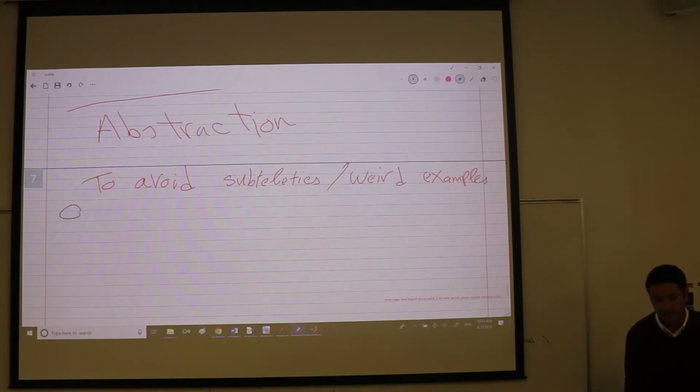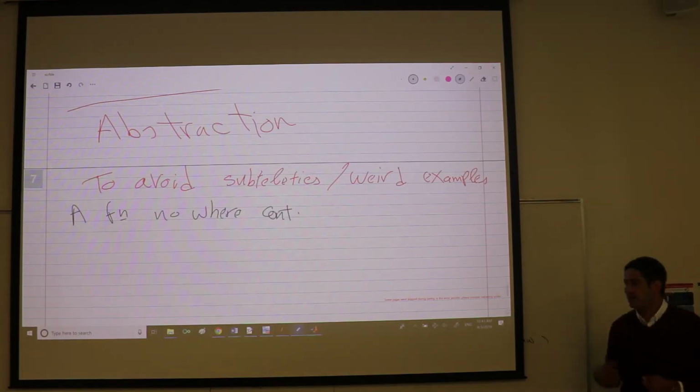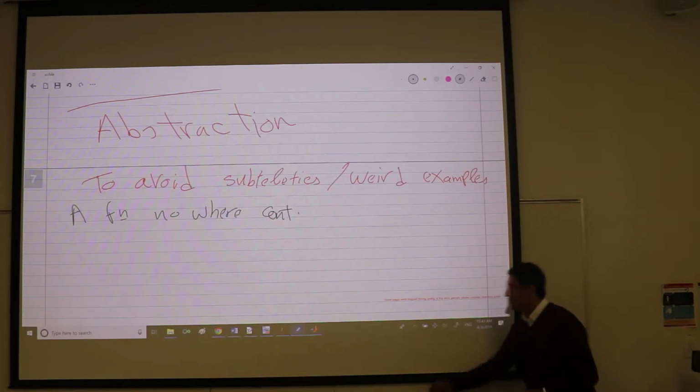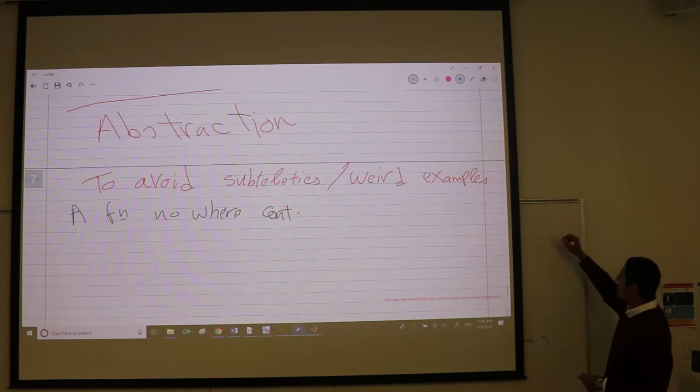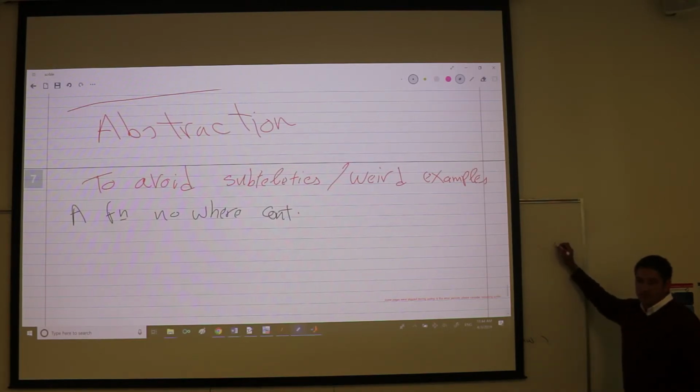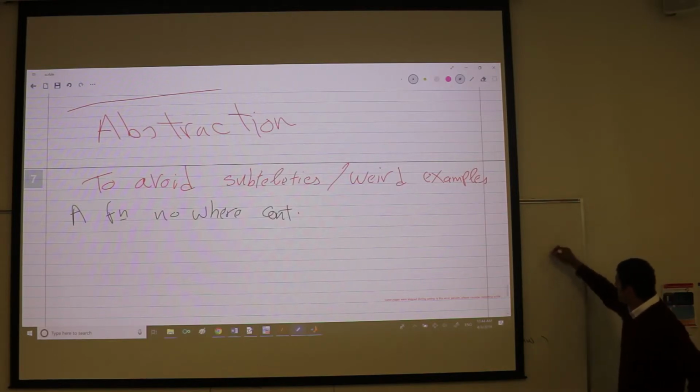Can you give me a function that is nowhere continuous? I mean, we tend to think about functions as something like that, right? How are you gonna plot it without being continuous, even at a single point? Just dots. Exactly, dots, right? It has to be a very weird function.